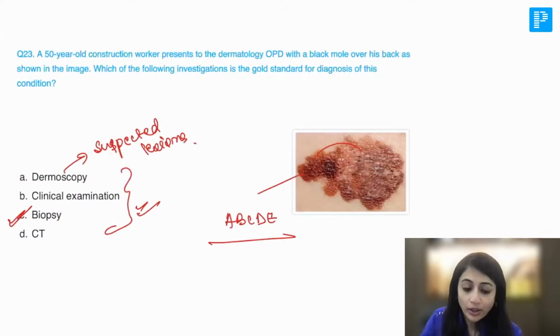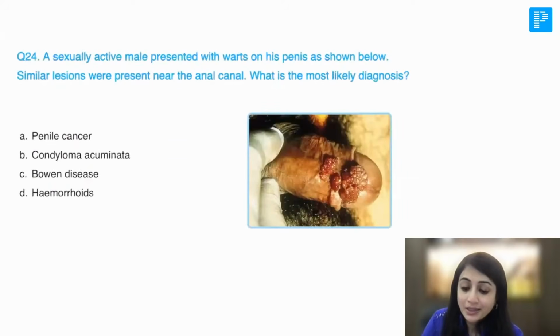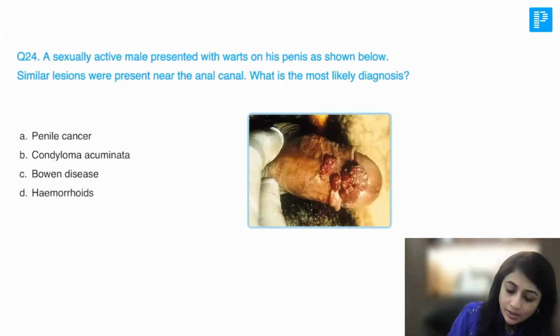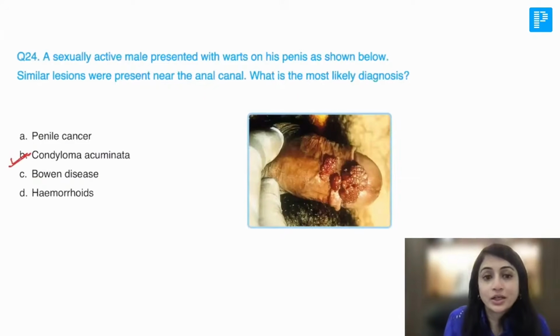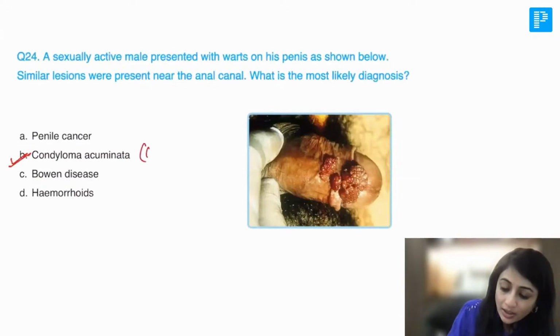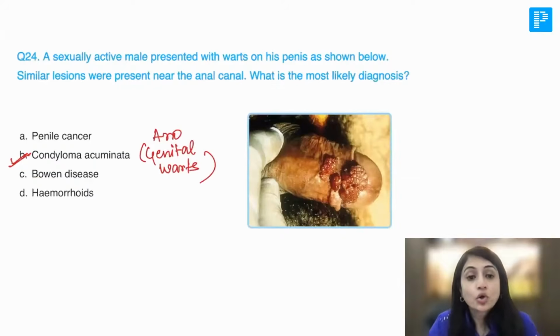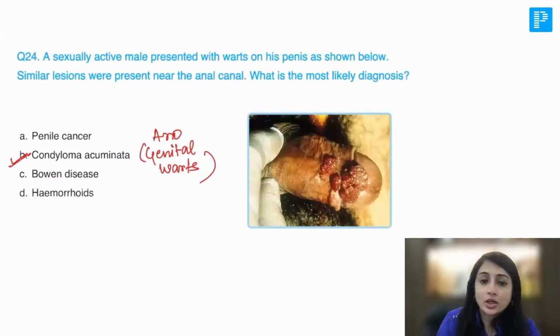A sexually active male presents with warts on his penis as shown below. Similar lesions are present in the anal canal. What is the most likely diagnosis here? This is condyloma acuminata, another term for genital warts or anogenital warts. It is not Bowen's, it is not a cancer, it is not hemorrhoid. You are seeing warts, so this is anogenital warts.